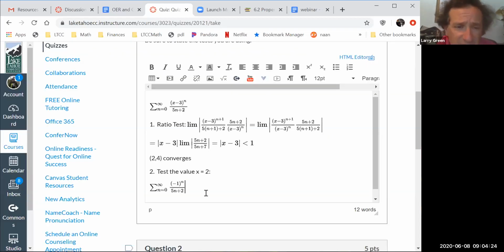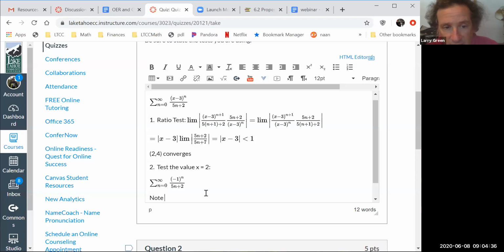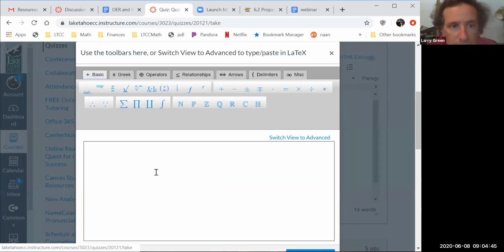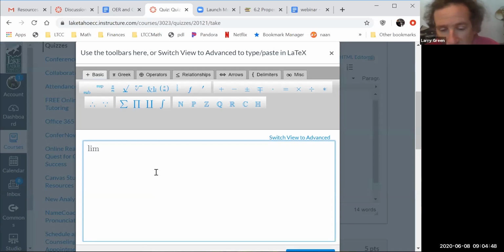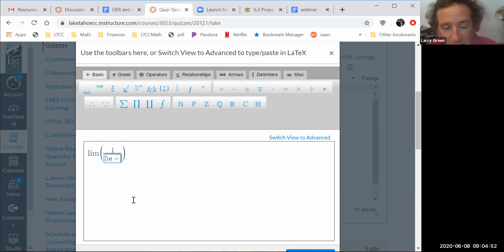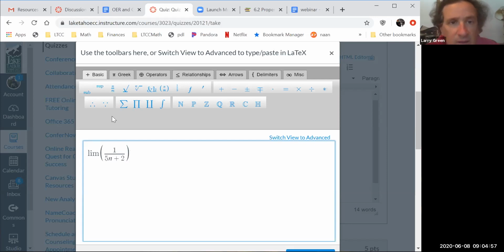All right, what test is going to work on this one? Yeah, this is going to be the alternating series test. So note that the limit of 1 over 5n plus 2 goes to 0.